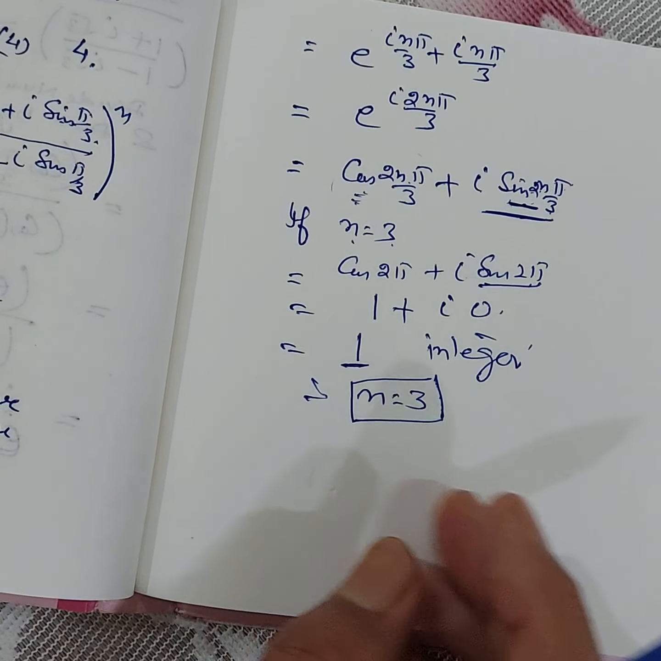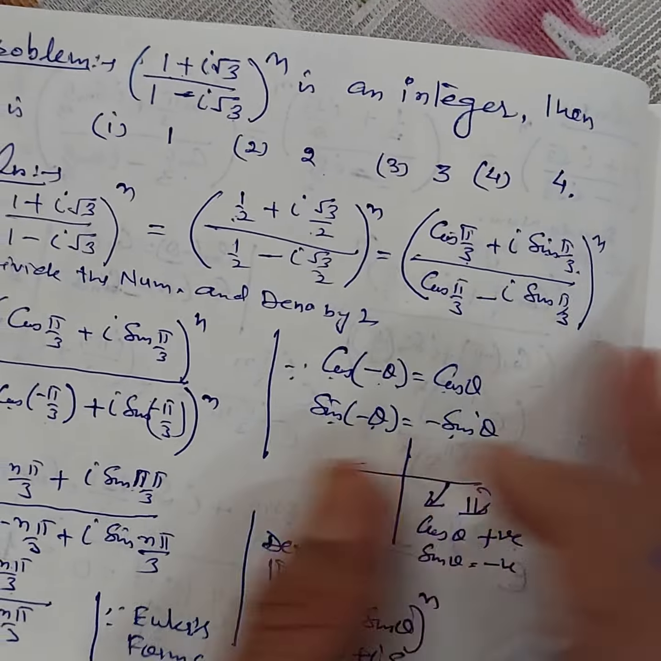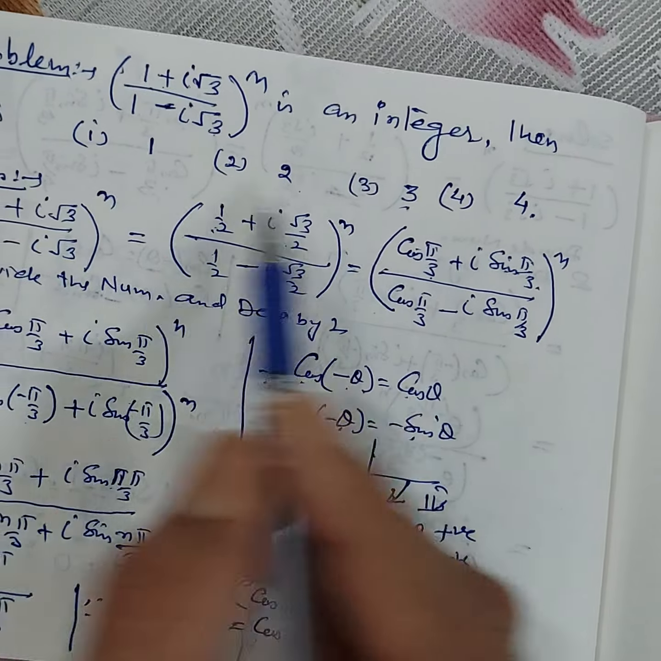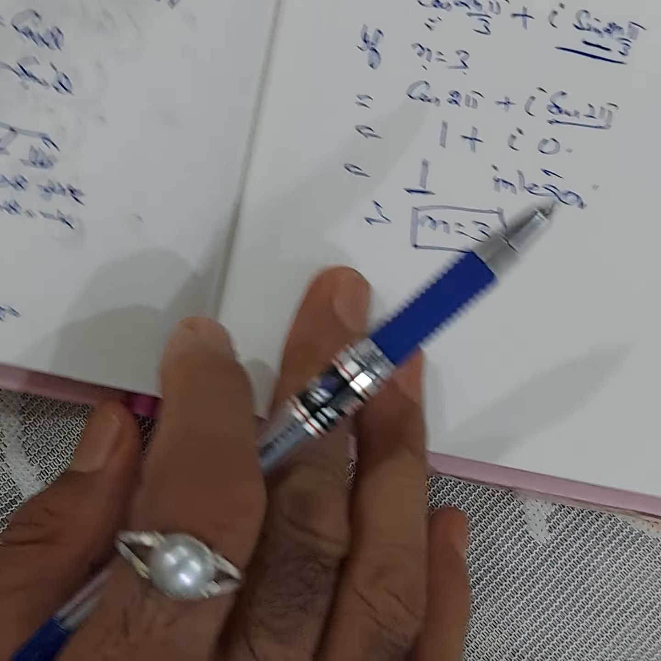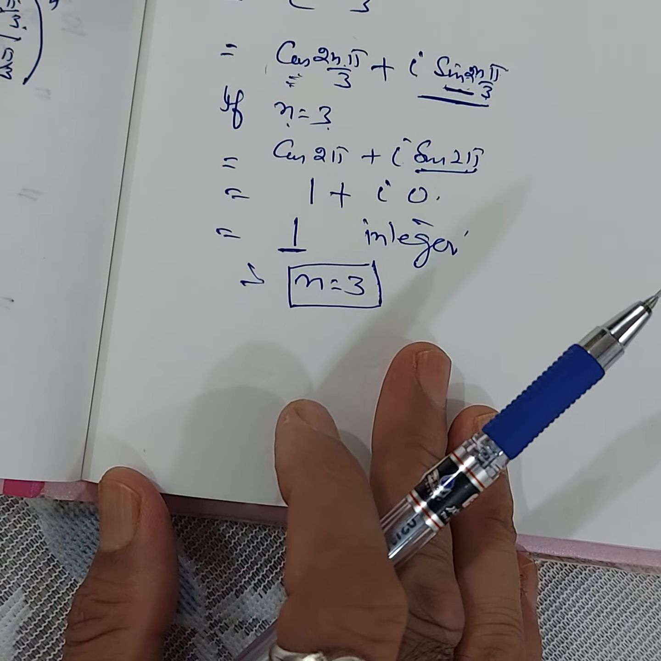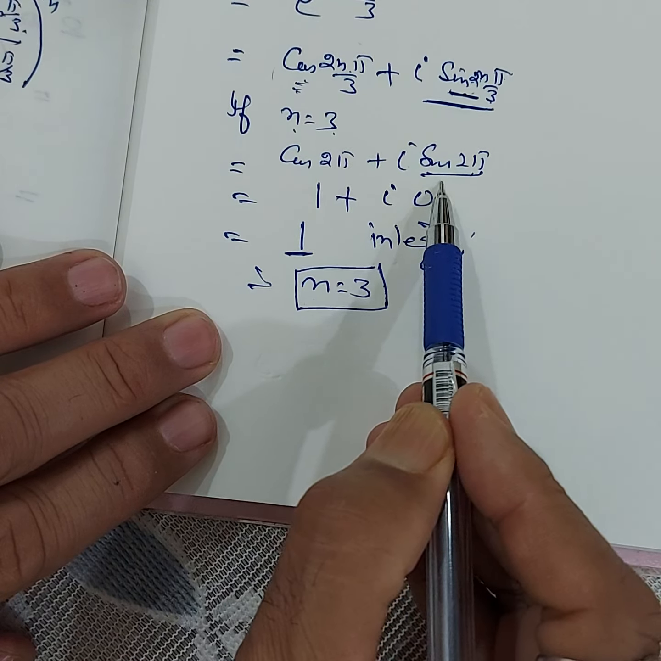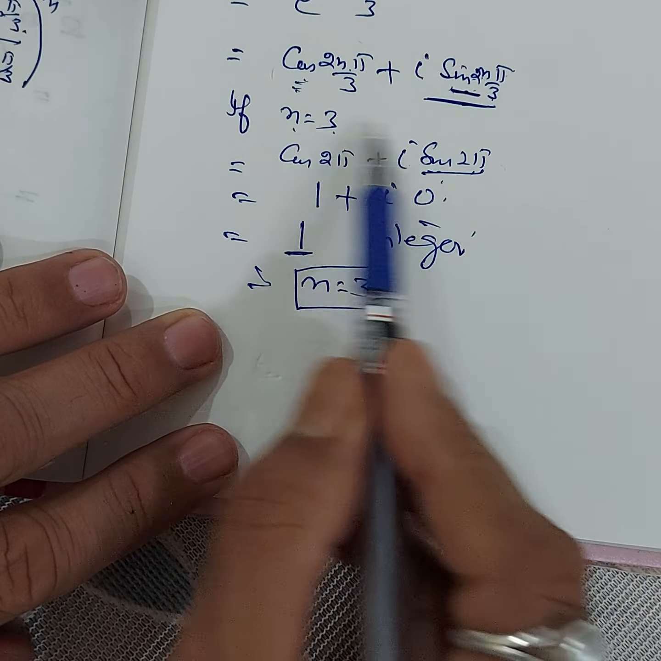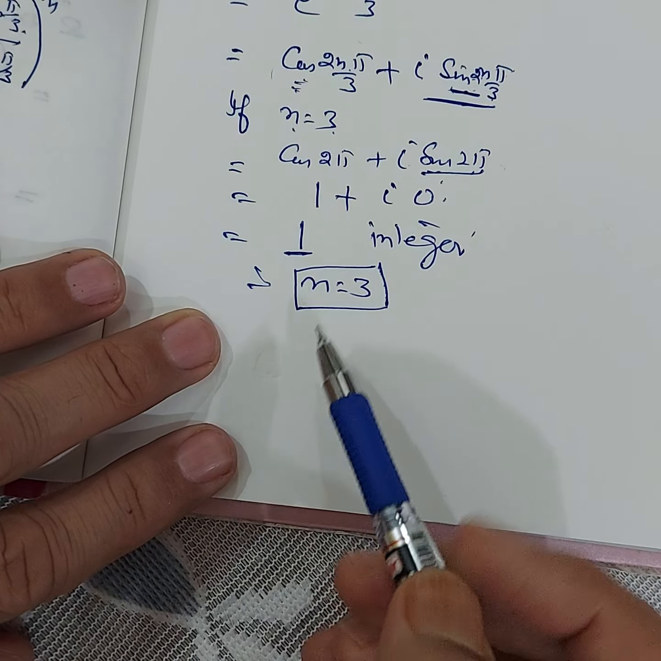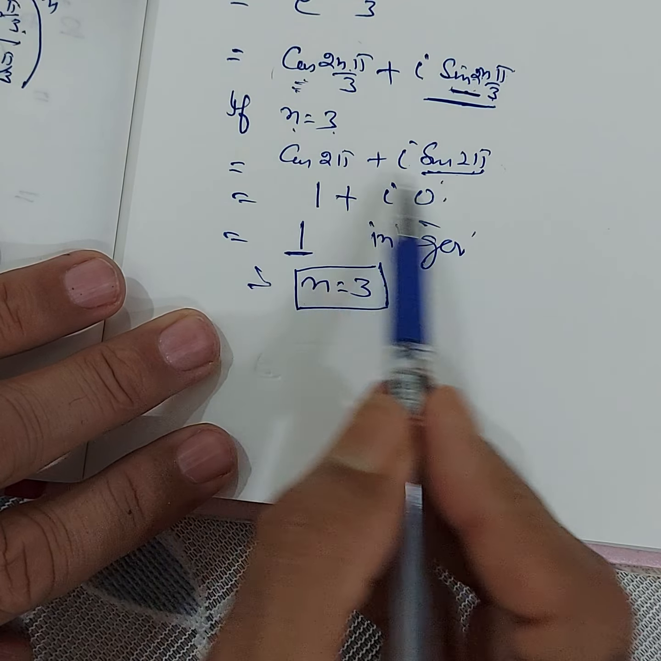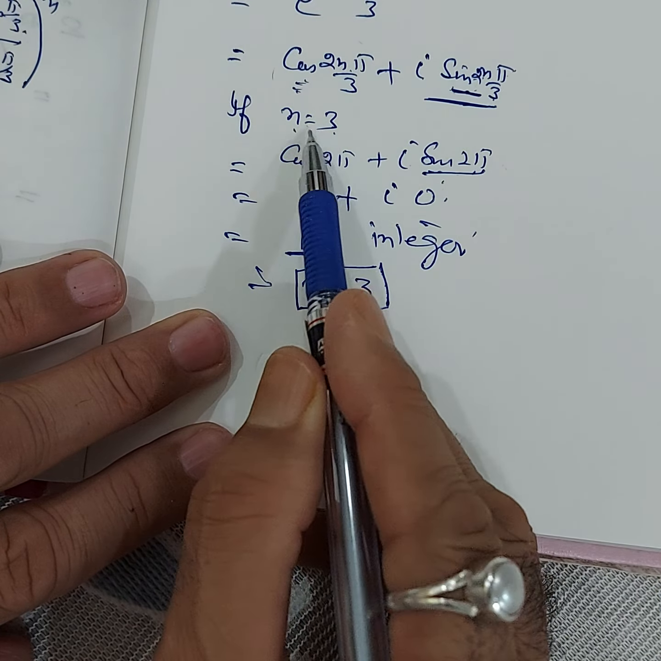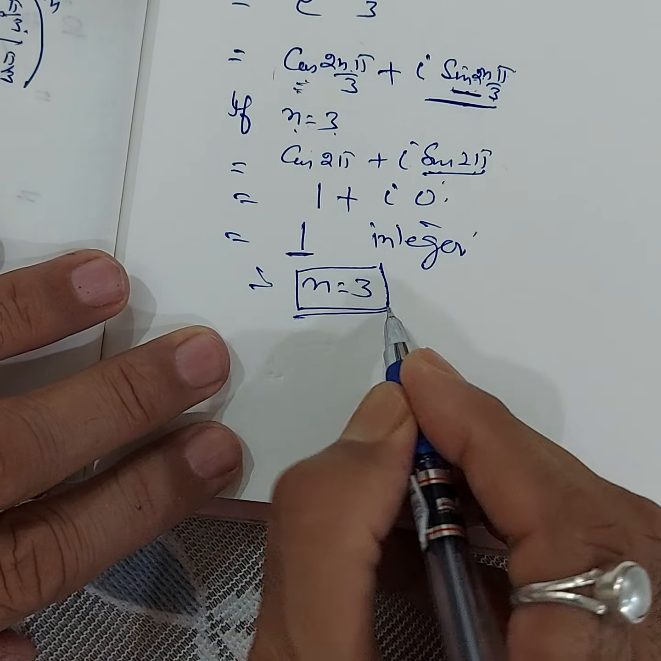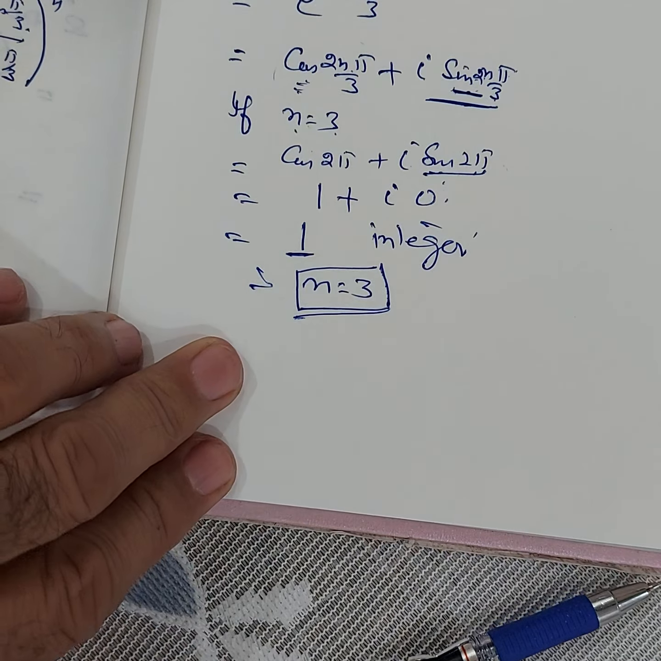Hence the correct option is 3, because if we put 1, 2 or 4, the imaginary part will not be 0 and it will have some value, so this will not become an integer. Its value will be integral if and only if n is equal to 3. So this is the correct answer for the question.